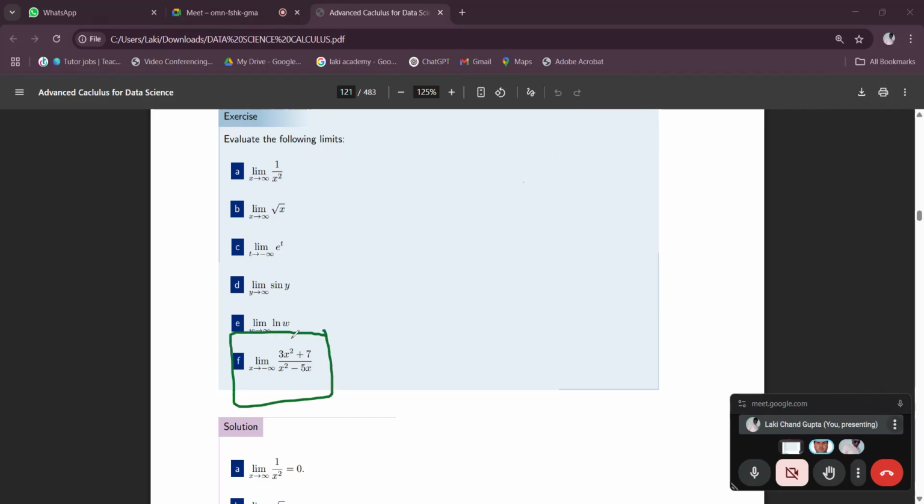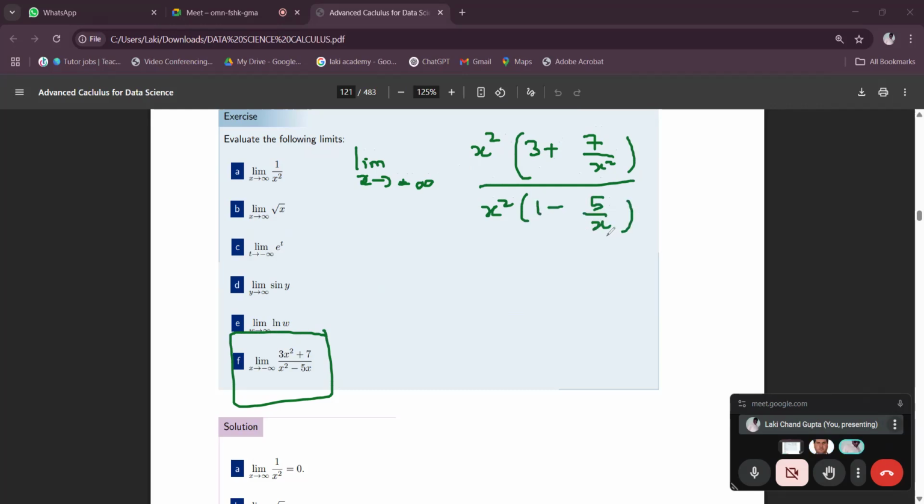Whenever this type of function is given, always take common the highest power of x. So when you take x square common, you will get 3 plus 7 over x square. And when you take x square common from the other part, you will get 5 over x. You know 1 upon infinity is what? 0.